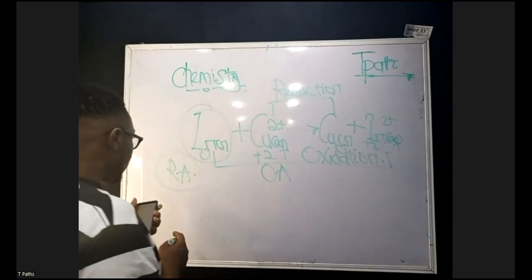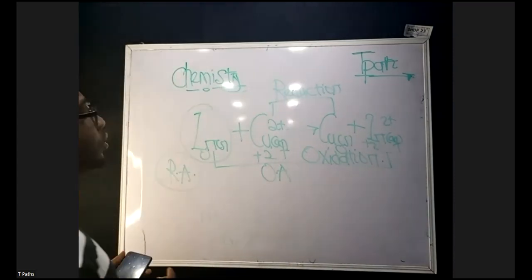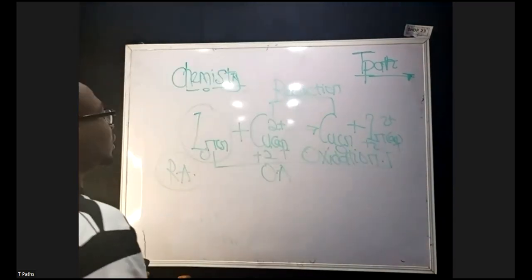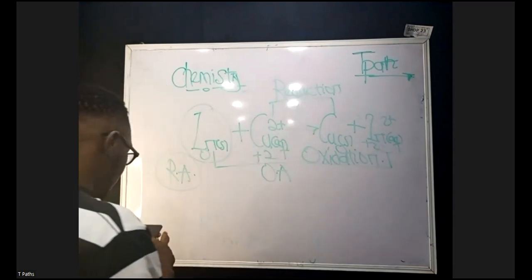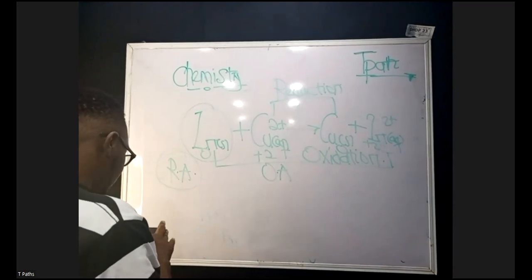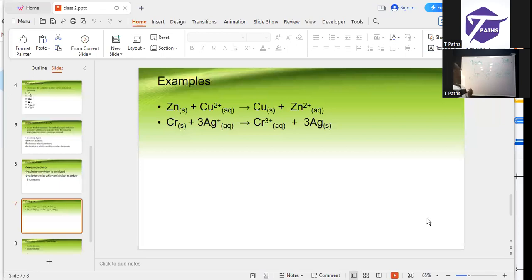Also, we said the substance that is oxidized is the reducing agent. Look at zinc here, from 0 to plus 2. We can clearly say that it was oxidized. So zinc is the reducing agent here. It is oxidized, and we can also observe that the substance copper was reduced.